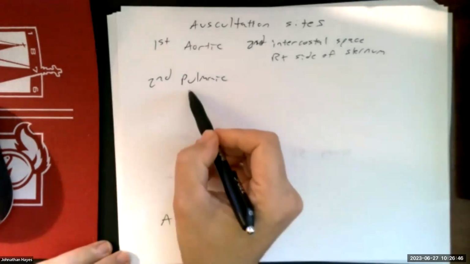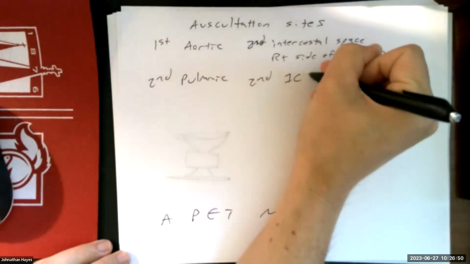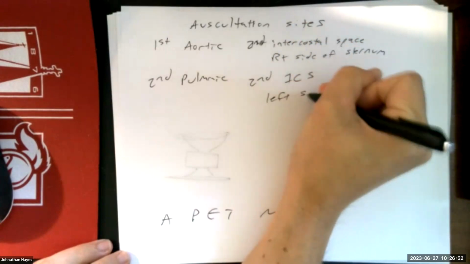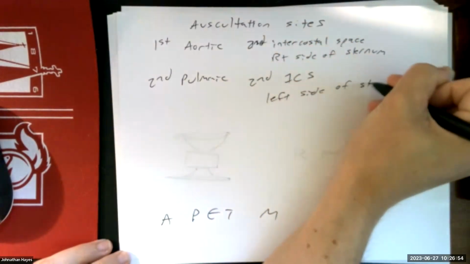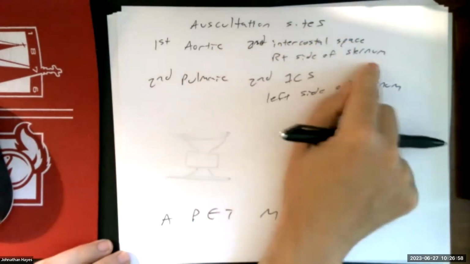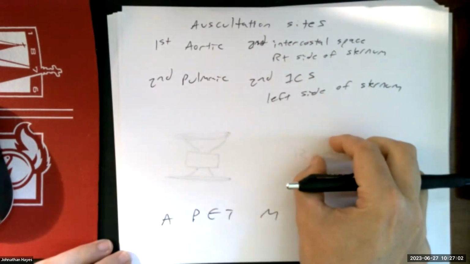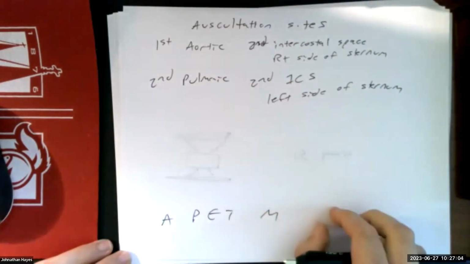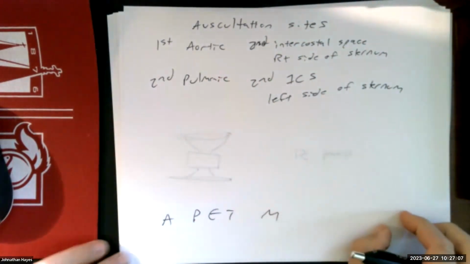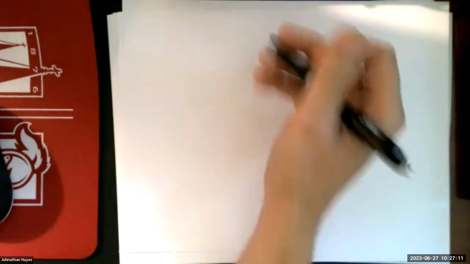So pulmonic, where's that going to be? Second intercostal space, left side of the sternum. This is what I was saying a minute ago. Once you've found the first place to auscultate, which is the second intercostal space, right side of the sternum, now all I have to do is slide the stethoscope over. Then I'm going to drop it down one, drop it two more spaces, and then slide it over again. So once you've found the first auscultation site, everything else becomes easy.